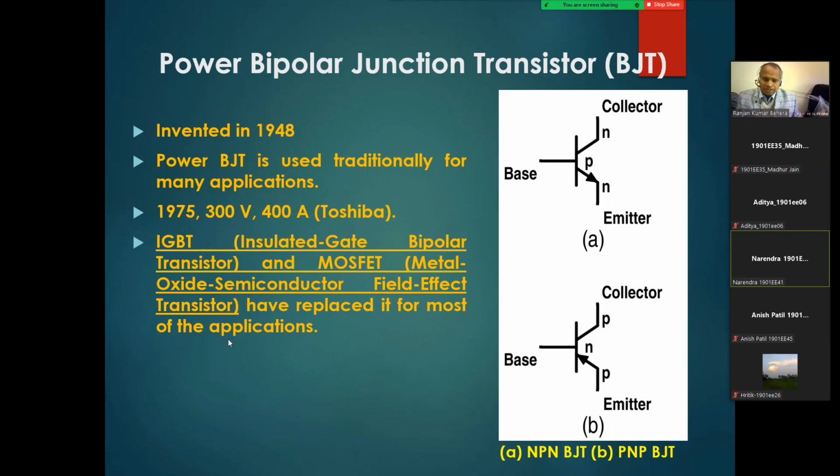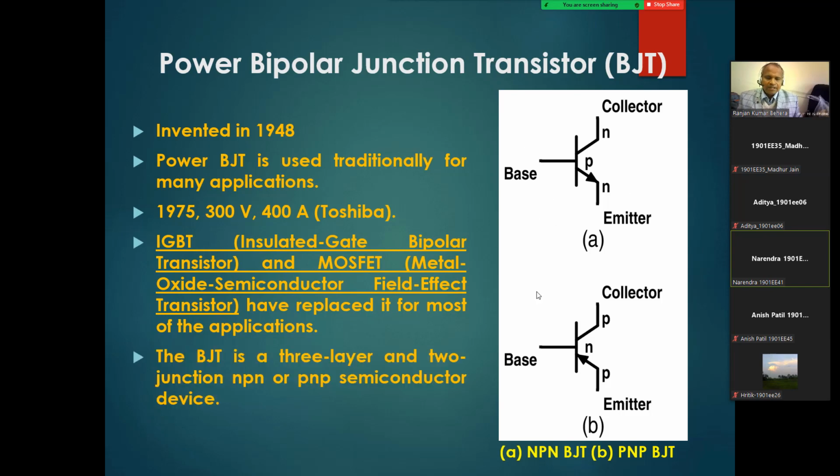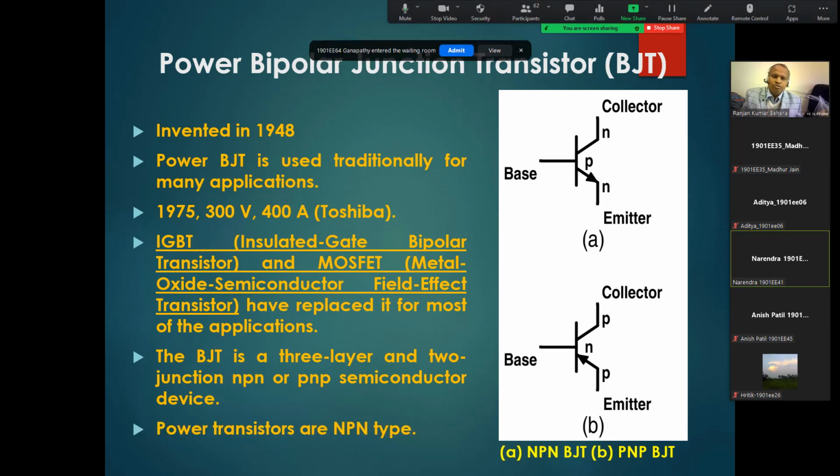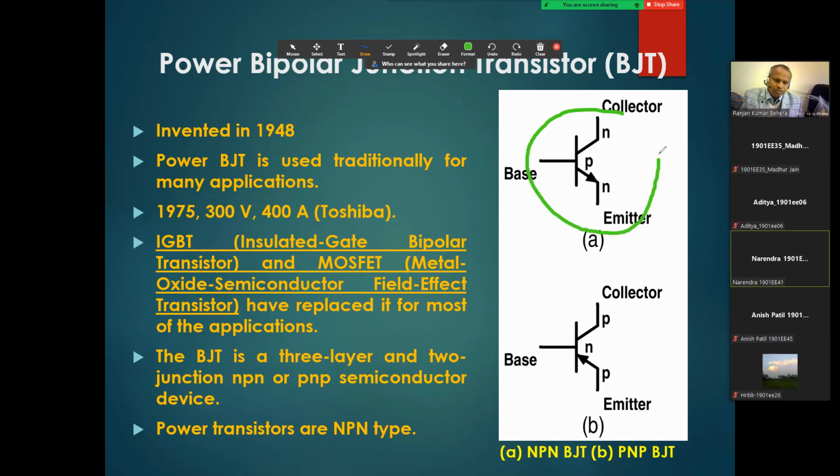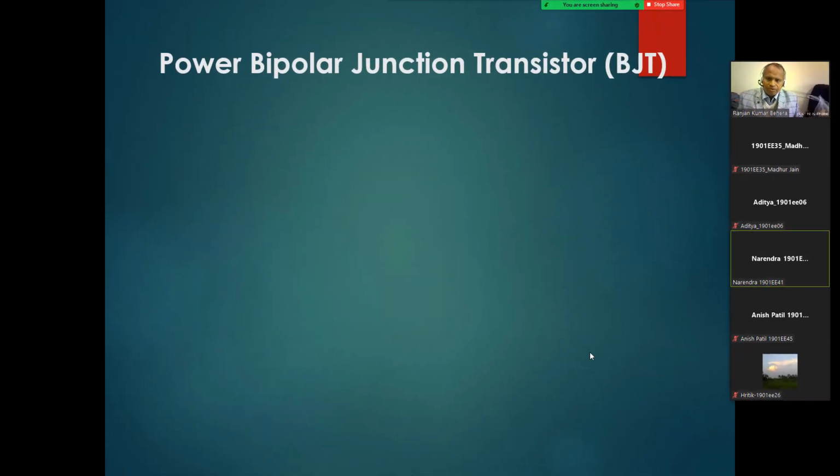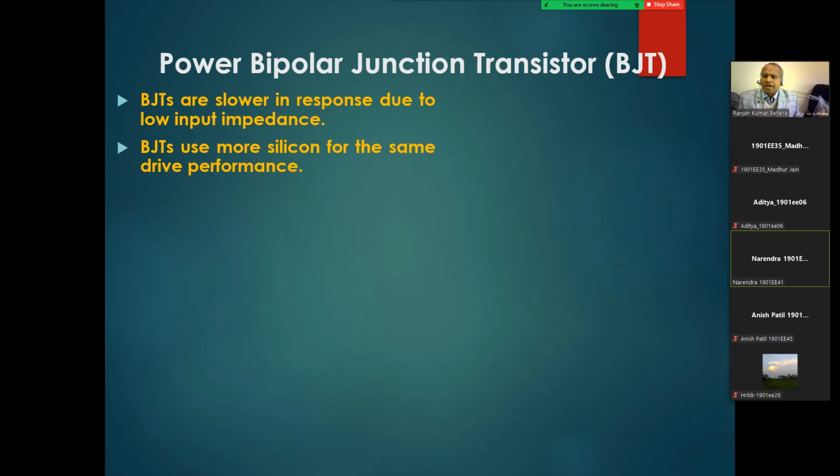So there are two kinds of BJT, and it is a three-layer device, PNP or NPN. You can see that generally for power devices we use only the NPN structure, because here we use the two-transistor model. And BJTs are slow in response due to low input impedance.